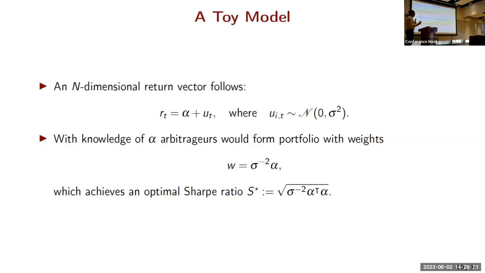With knowledge of alpha, so if you know how large alpha is, the optimal portfolio is just sigma to the minus 2 times alpha, where sigma is a scalar. So the portfolio weight just depends on the relative size of alpha. If the stock has larger alpha, naturally it has a higher weight. For this trading strategy, the optimal Sharpe ratio is given by S star, the square root of sigma to the minus 2 alpha transpose alpha. This is the optimal Sharpe ratio achievable. Ross has actually used that as well in APT.